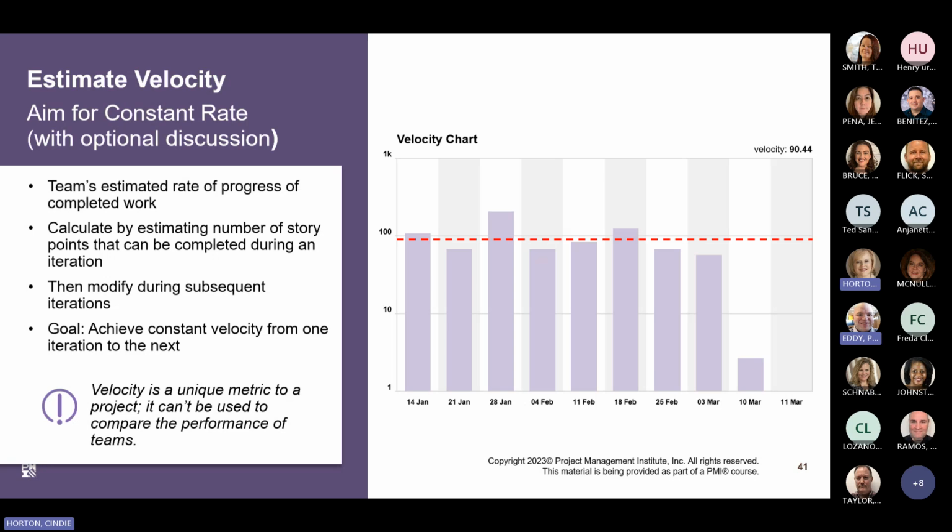As a special note, velocity is a unique metric to a project. It can't be used to compare one team with another, as teams are different in their ability and skill. The work is different, as are schedules, and so forth. So you're not going to be able to say, well, this project and that project should have the same velocity. There would be differences that determine what the velocity will be for a specific project.